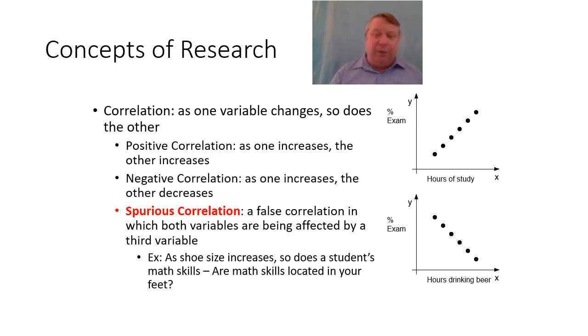Now, a spurious correlation, we mentioned this before, this is a false correlation in which both variables are being affected by another third variable. So, for example, as your shoe size gets bigger, so does your math skill. Does this mean your math skills are located in your shoes or your feet? No, you would say, well, you grow older, and as you grow older, your feet get bigger, and so do, hopefully, your skills at math. So they're actually caused by your age, not by any relationship between shoe size and math skills. So that looks like a relationship, but it's not a relationship. It's spurious.